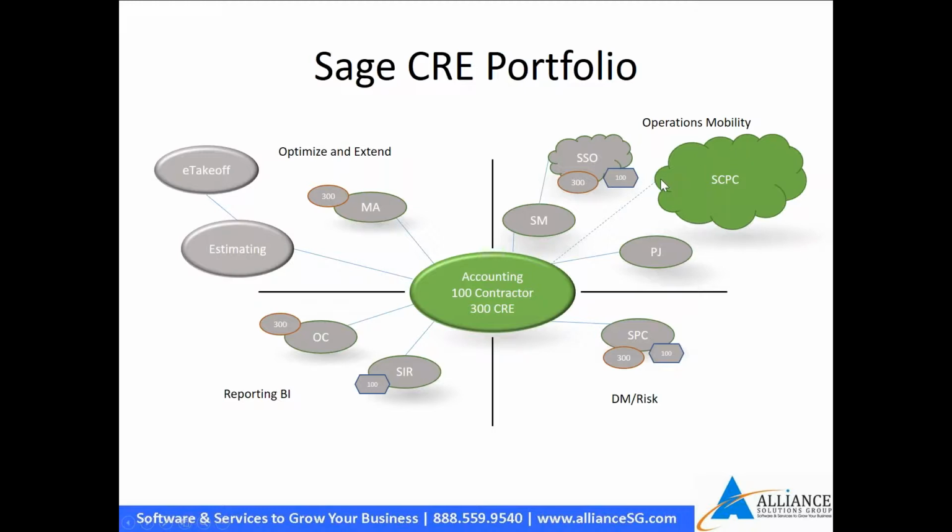Now, the only thing that gets installed is a little connector on your server that allows Construction Project Center to actually communicate and integrate bidirectionally with Sage 300 Construction and Real Estate. Currently, that integration is only for Sage 300. Sage 100 Contractor is going to be happening sometime in 2018.